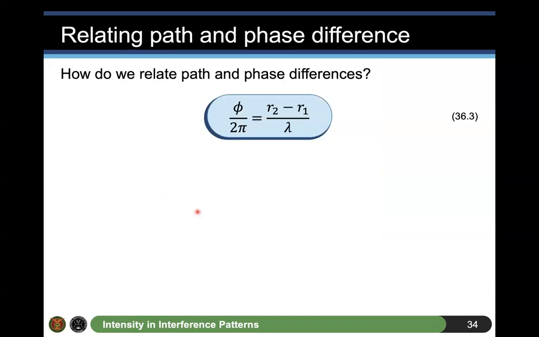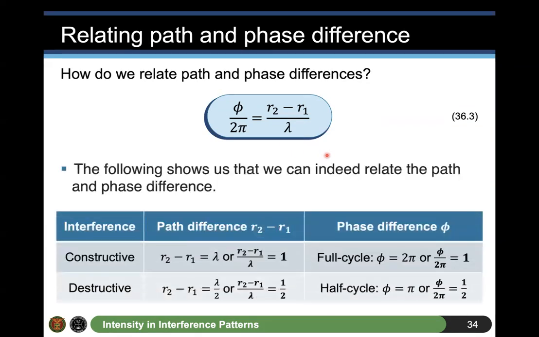Now, we can now relate yung path and phase difference. So, sabi natin kanina, kapag nagbago yung path difference, R2 minus R1, nagbabago rin yung phase difference. Okay. So, actually, ito na yung equation na yun. This shows that we can relate the path and phase difference. So, yung path difference is constructive. Kung constructive yan, kailangan multiple integer to.